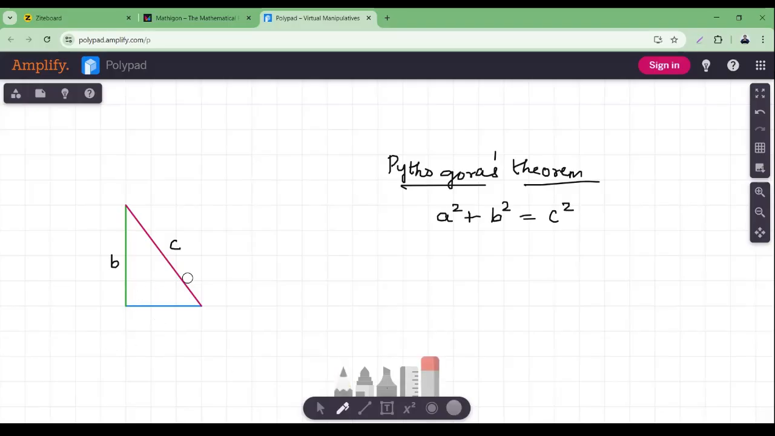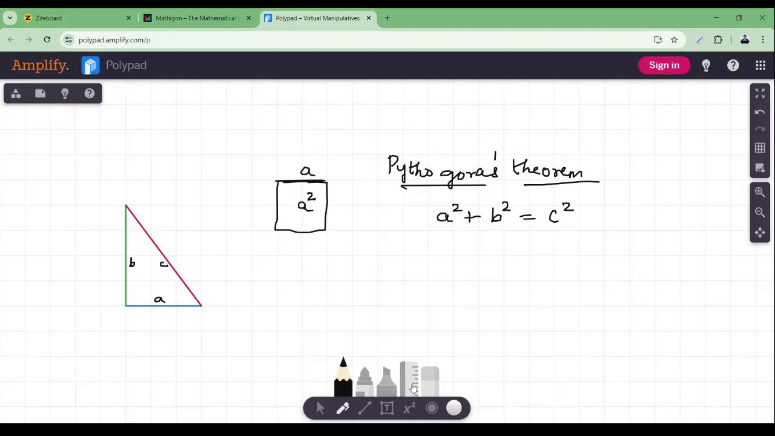What do we mean when we say A square? It is a square number, isn't it? And square numbers can also be represented as a square. That means if A is the length of a side, then A square will be the area of the square which has the side A, isn't it?